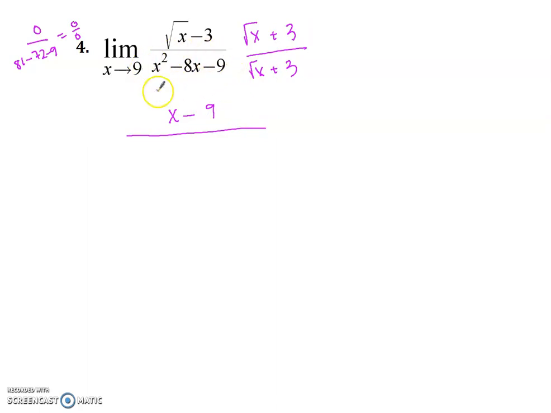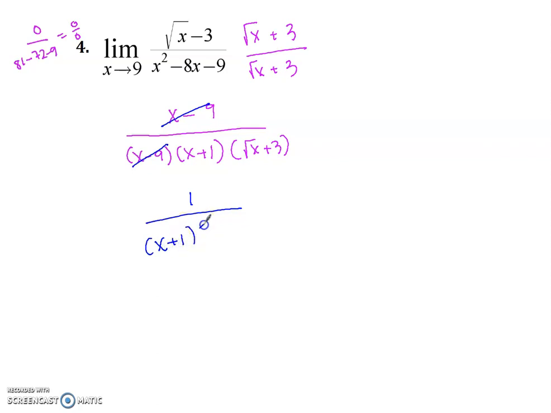On the bottom, this trinomial, since it's not factored, I want to go ahead and factor it so that I can cancel something. So this is going to factor into x minus 9, x plus 1. That'll multiply to negative 9. The negative 9 plus 1 is going to add to the negative 8. And then I also have this square root of x plus 3. So don't forget when you multiply by the conjugate, you've got to multiply on top and the bottom. And then, now that you've multiplied these out, I can cancel the x minus 9. And I'm left with 1 over x plus 1 times the square root of x plus 3.